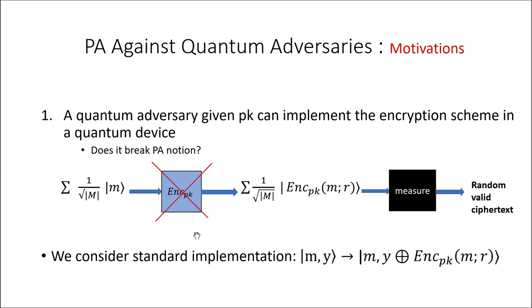So we consider a standard implementation in which the state |M, Y> goes to |M, Y XOR Enc_PK(M; R)>, where R is randomness that is classical and fixed over all the queries. And here we can consider the Y register as a kind of answer register that stores the output of the encryption oracle on the message M.